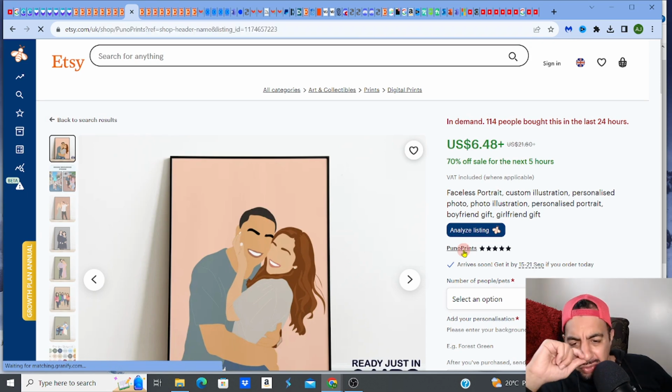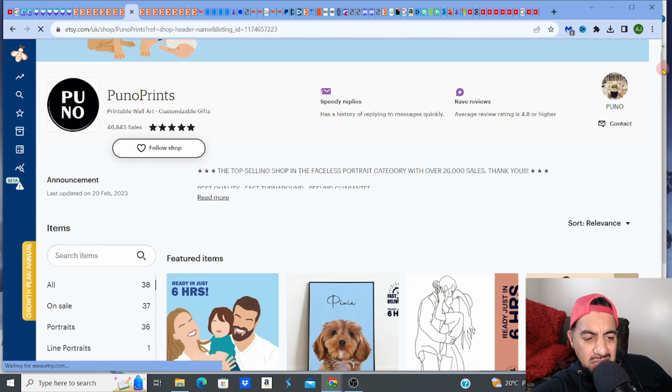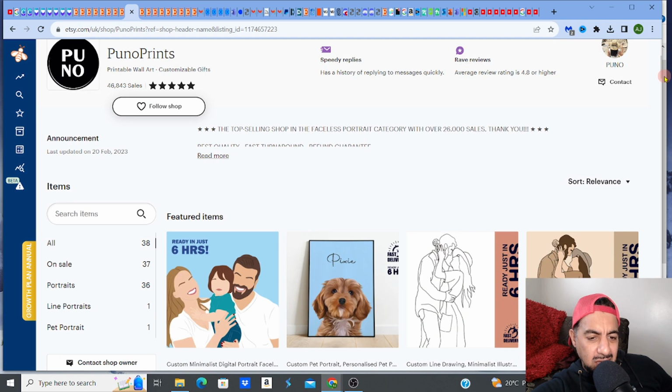Let me go to the store very quickly. But yet, something this popular, this is their printable wall art store, it's got a sale on it. They only have 38 products in this store, and 37 of them are on sale, okay? They understand that to maintain popularity, to maintain those sales, to maintain the Etsy algorithm favoring them, they need to make sure they keep the sale.